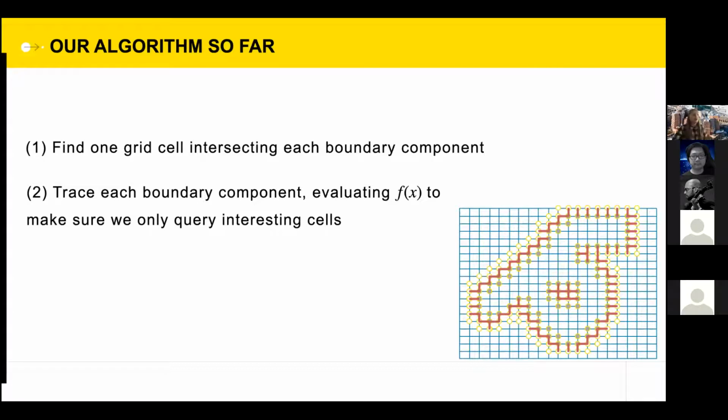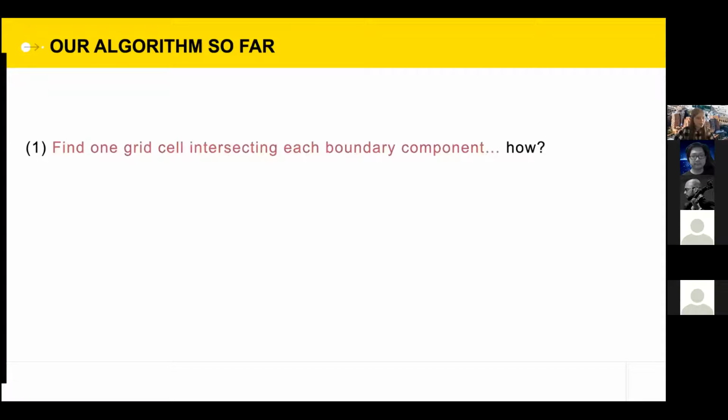Once we have that, we can just trace each boundary component, hugging the boundary, like I just showed you, to recover the interesting grid values of F, and only the interesting ones, right? We didn't need to compute any of those points that are either deep inside or far away from the surface. And you may be thinking, okay, this sounds good, but who is the oracle, right? How can you make sure that you get one grid cell to begin with that intersects with each boundary component?